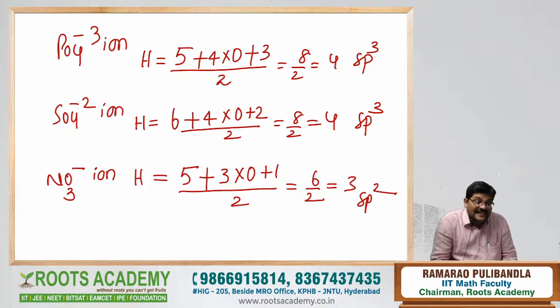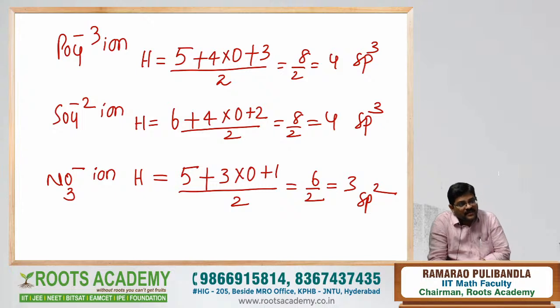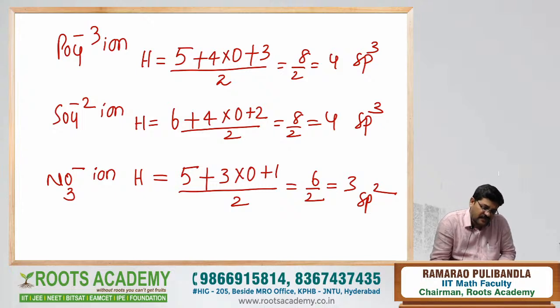That means in the nitrate ion, the hybridization is sp2. In the case of these anions, in the phosphate anion, hybridization is sp3. In the sulfate anion, hybridization is sp3. In the nitrate anion, hybridization is sp2. Very good. And we will discuss the double bonds later. That completes this. Very good.